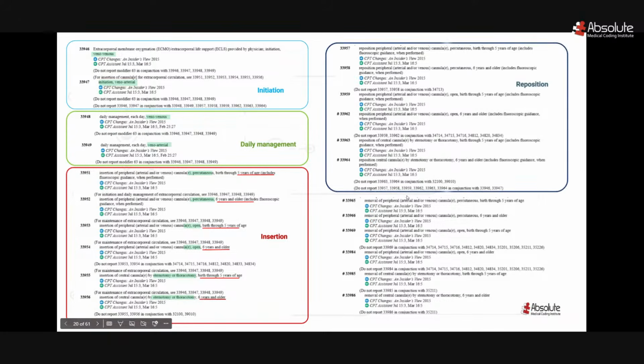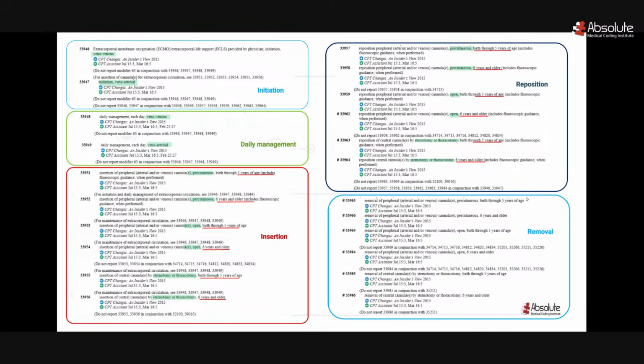After the insertion codes, you have the repositioning codes, and repositioning codes are in turn classified based on the age and the approach. Finally, you have your removal codes, which are also classified based on the age and the approach. So it is as simple as that.